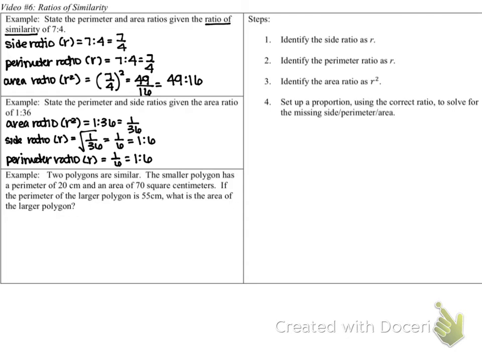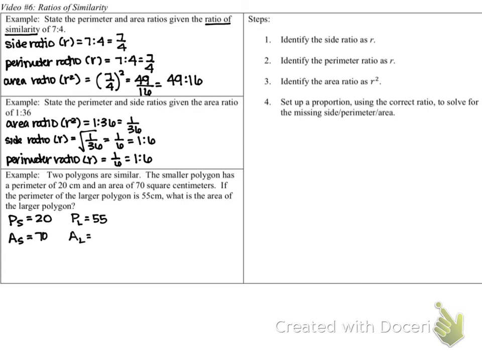Okay, here is an example. 2 polygons are similar. Okay, good. The smaller polygon has a perimeter, okay, so perimeter of the smaller one is going to be 20, and an area, okay, so the area of the smaller one is 70. So we've got the area of the smallest going to be 70 square centimeters. Okay, if the perimeter of the larger polygon, so perimeter of larger, try to keep these organized next to each other, is going to be equal to 55. We want to be able to find the area of the larger one.